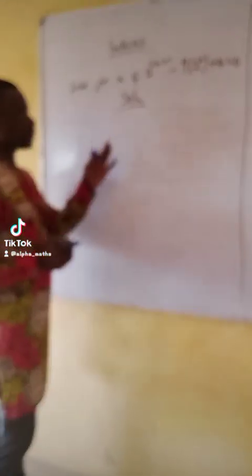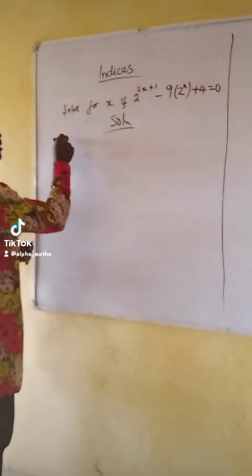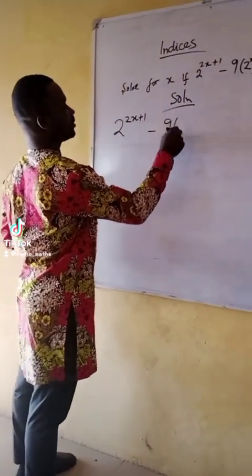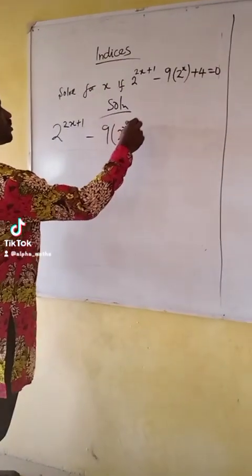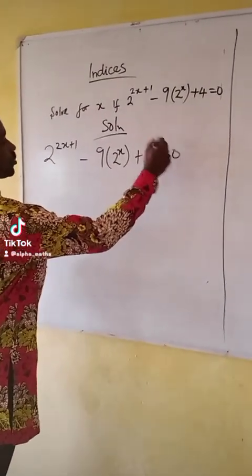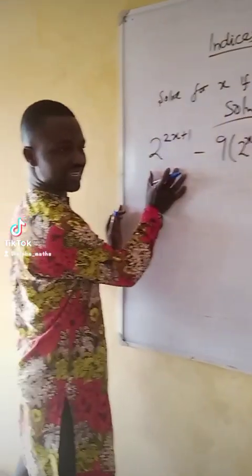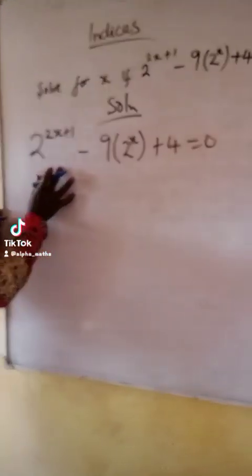All right, we write out the question. We have 2 raised to 2x plus 1, minus 9 times 2 raised to x, plus 4 equals 0. That's our question for today. Now, you have to break this down. If you want to solve it like this, it's going to be difficult.